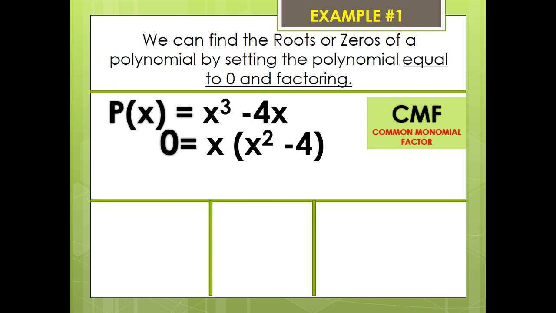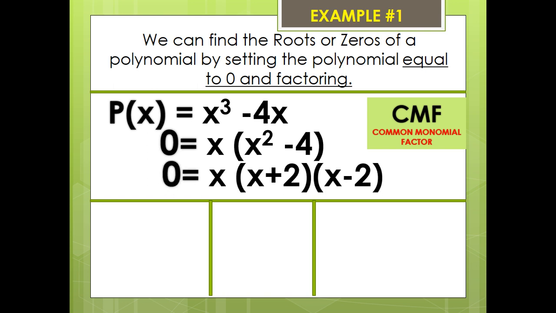So we have 0 is equal to x multiplied by x squared minus 4. Tapos, may makikita pa tayo dyan na pwede natin i-factor. Ano yun? X squared minus 4. And that is 0 is equal to x. Ang factor niya ay sum and difference. So we have x plus 2 and x minus 2.